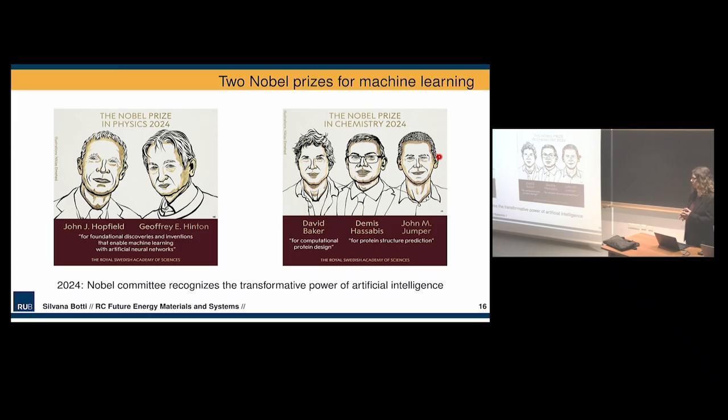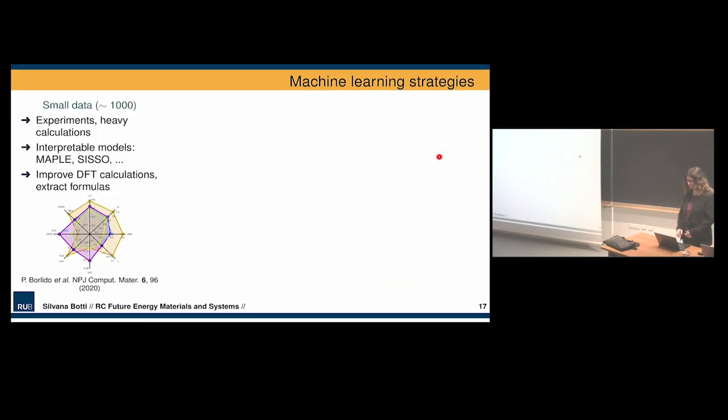And this was also recognized last autumn with the Nobel Prizes for physics and chemistry. The students I think have already understood that. Also in our groups, most of the students want to work on topics related to machine learning, so this is kind of the future.